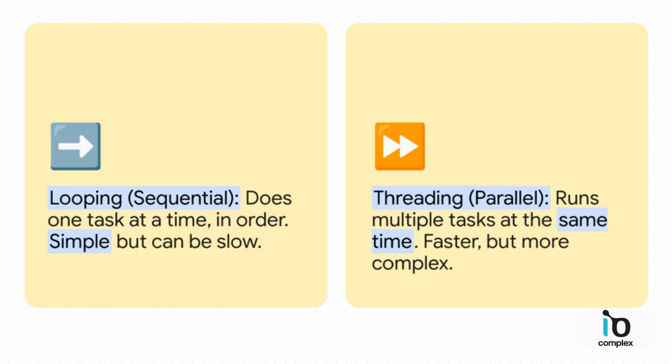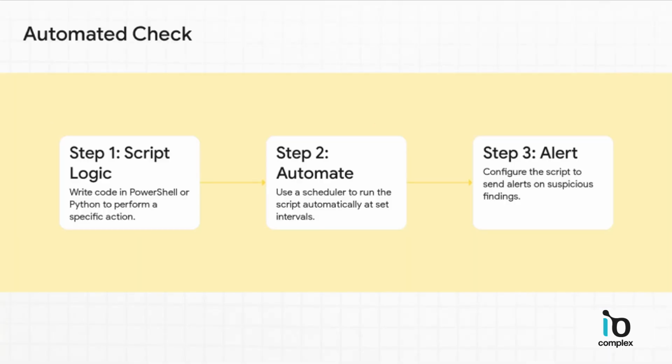Looping is like a single-lane road. It checks them one by one. It's simple, yeah, but it can be really slow. Threading, on the other hand, is like opening up a brand new multi-lane highway. It runs a bunch of those checks in parallel at the same time, making your scripts dramatically faster, when every single second counts. And the process for creating one of these automated checks is actually pretty straightforward.